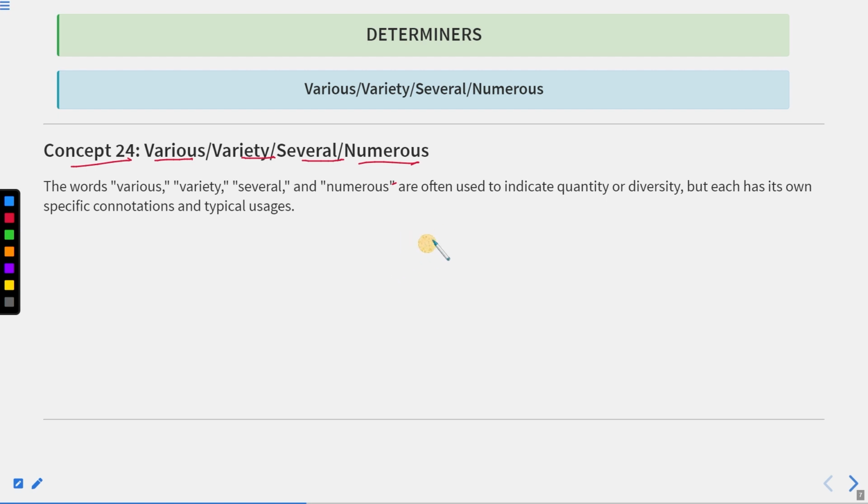Now, what is the speciality of these words? They are always followed by countable nouns. This is very, very important: these should be followed by countable nouns, especially the plural one, because all these words are used for plural sense. The words various, variety, several, and numerous are often used to indicate quantity or diversity. Diversity means differences. You can say varieties of things, but each has its own specific connotations and typical usages.